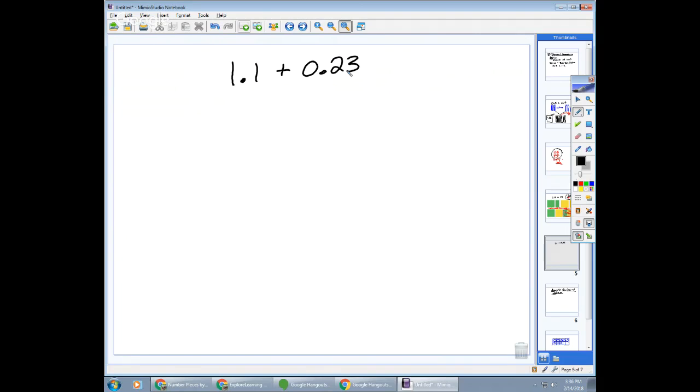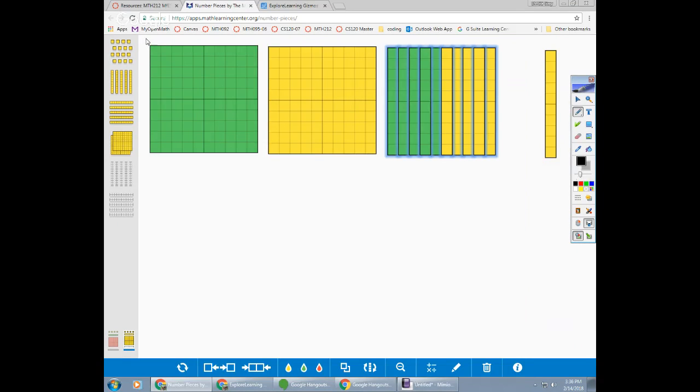I mean, it'll be obvious to us, but it won't be obvious to kids how to find the decimal spot. So draw a picture of this first, or whip out your toys, or both. I'm going to whip out my toys here. What was it, 1.1 plus 0.23?